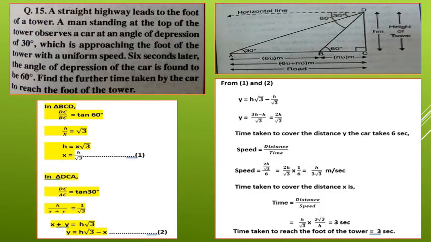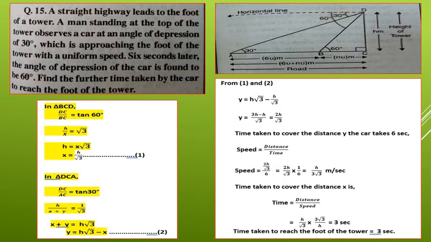Question number 15. A straight highway leads to the foot of a tower. A man standing at the top of the tower observes a car at an angle of depression 30 degree, which is approaching the foot of the tower with a uniform speed. 6 seconds later, the angle of depression of the car is found to be 60 degree. Find the further time taken by the car to reach the foot of the tower.